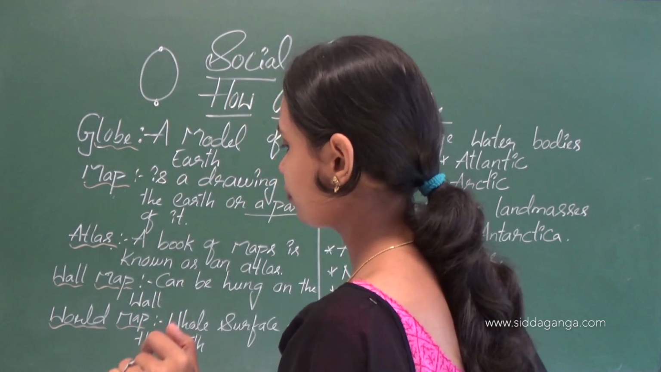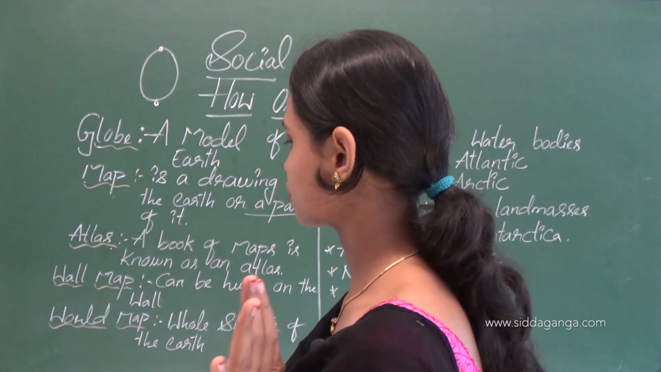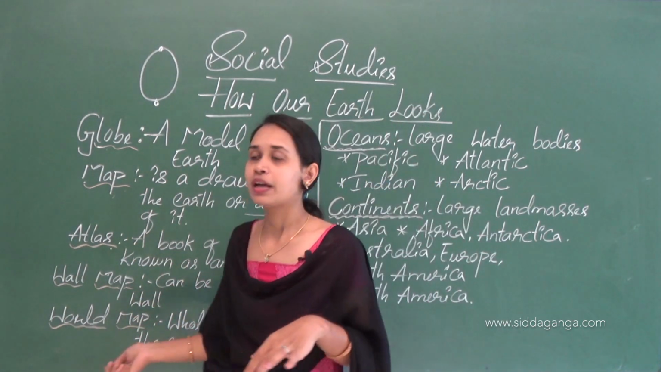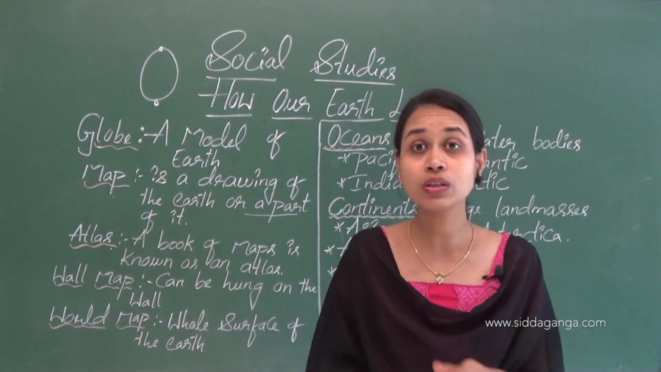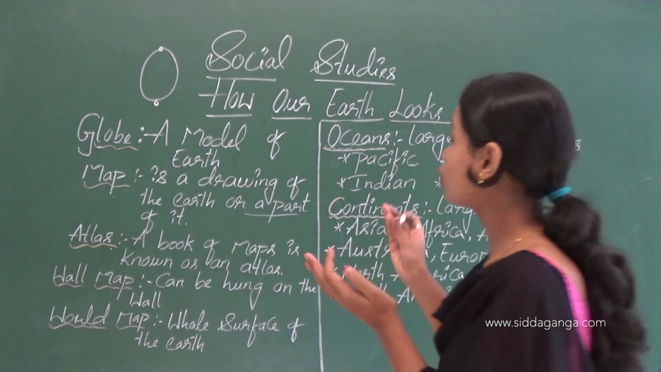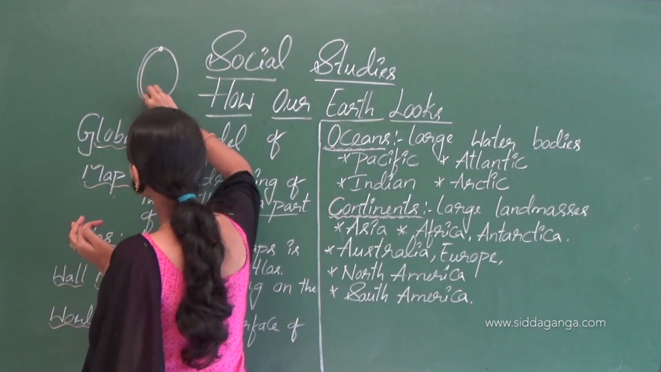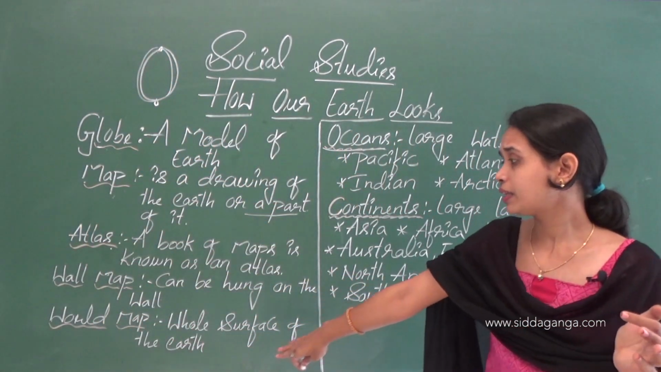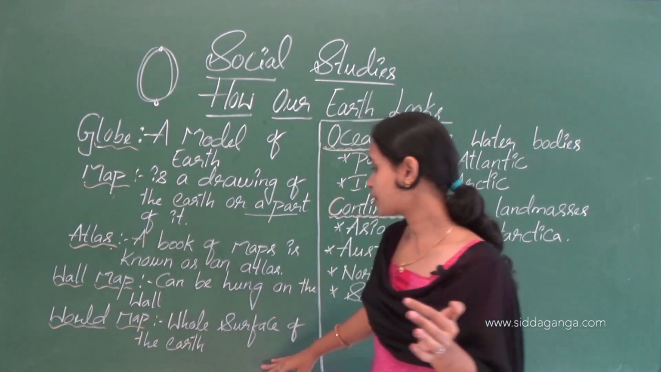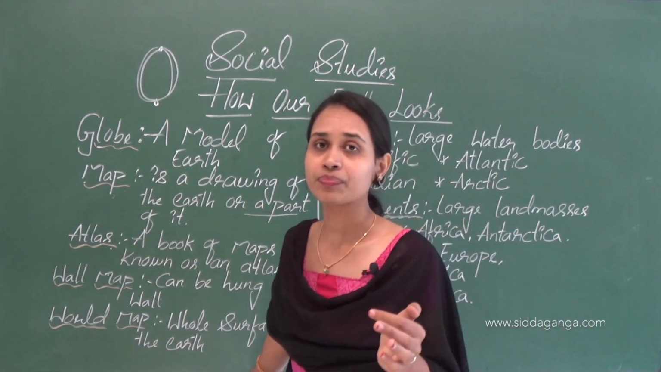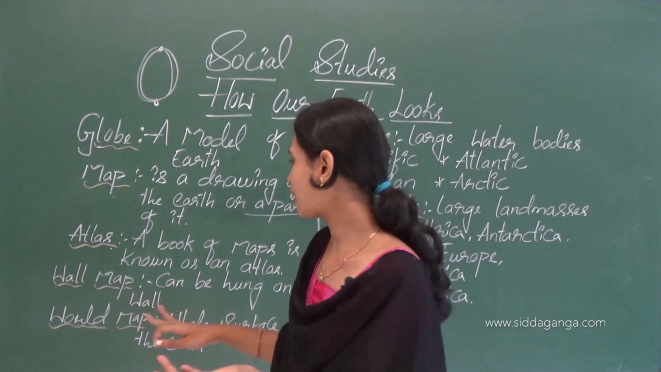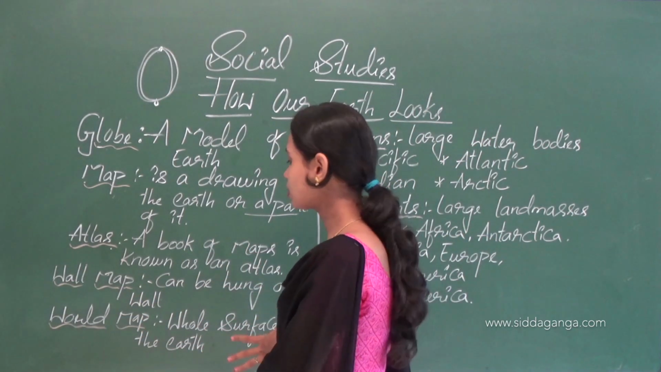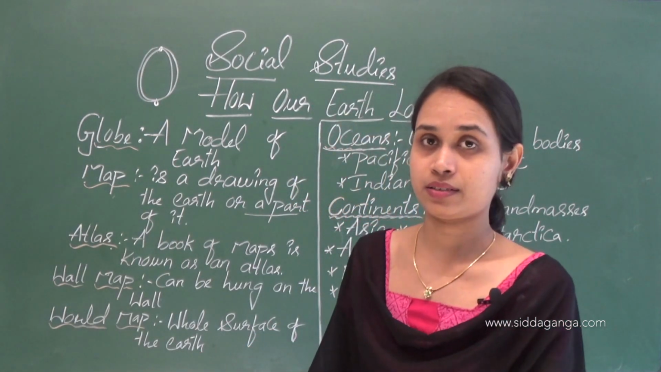And a map on which the whole surface of the earth is drawn is called a world map. In the world map we can see the whole surface. A globe is round like a ball, but in the world map we can see the whole surface of the earth in a flat shape, okay. So in this world map we can see the whole surface of the earth.